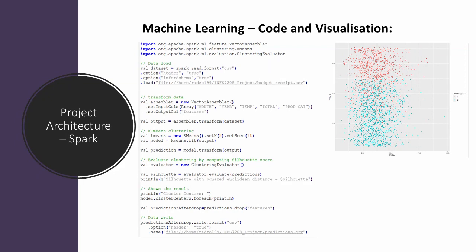The first part of the program loads the data from a CSV file. The next part is the k-means clustering itself. And then the next part is the evaluation of the clustering. The last part is just to write out the file into a CSV file on the distributed file system.